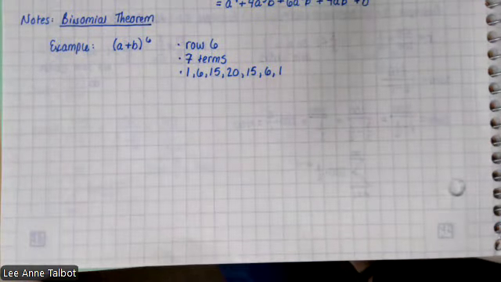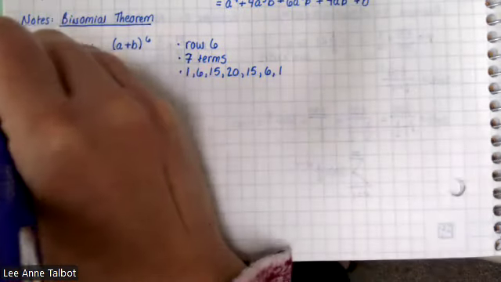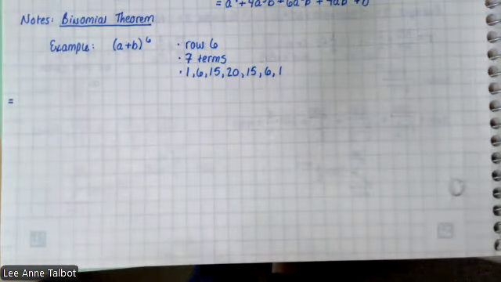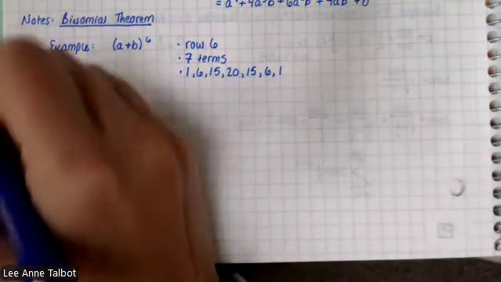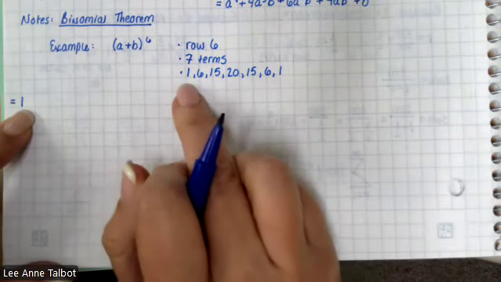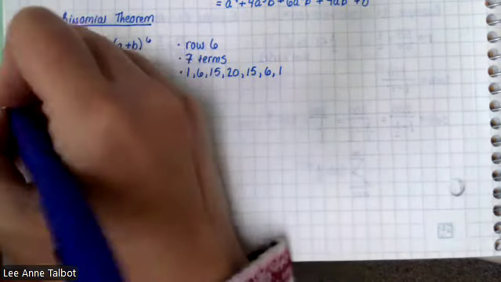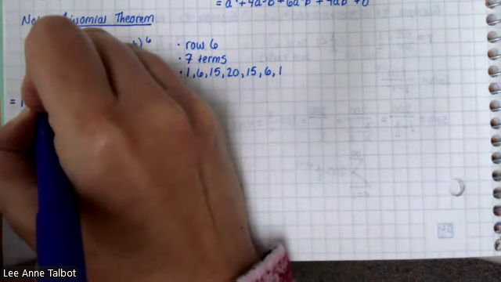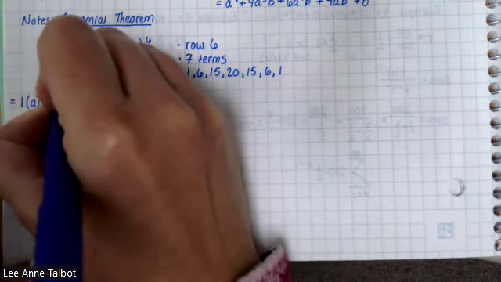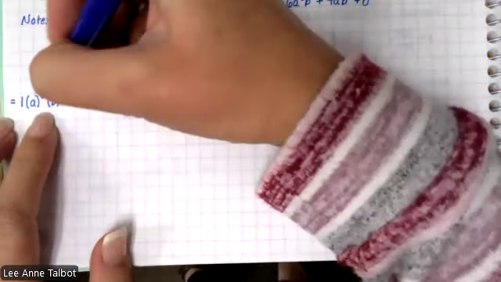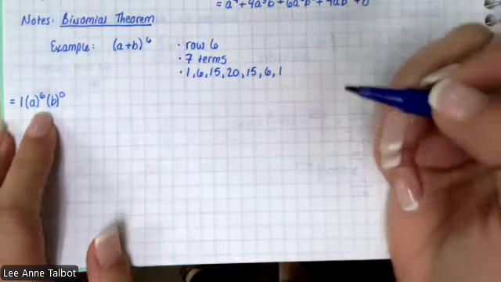Okay. A plus B to the 6th. Here we go. I'm going to put my equals way over here. First, the leading coefficient is 1 because it's the first number in my list. Front seat to the full power, back seat to the 0. And notice, my 2 exponents add to 6.